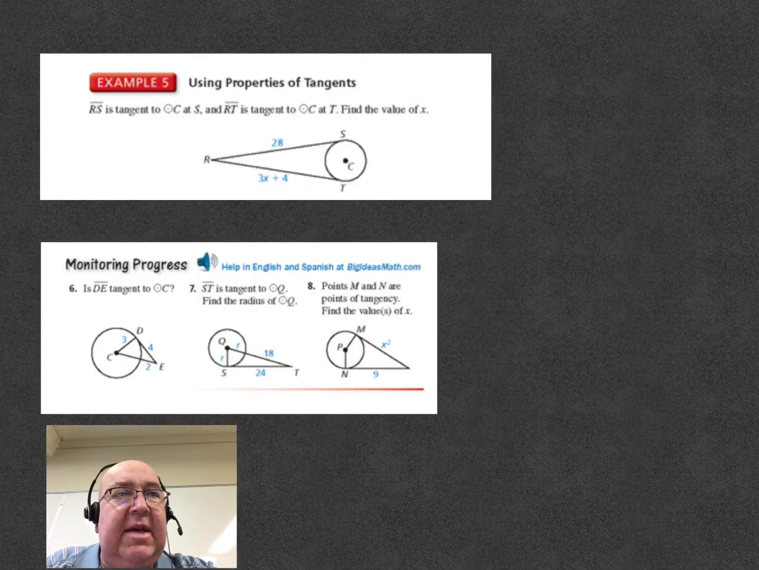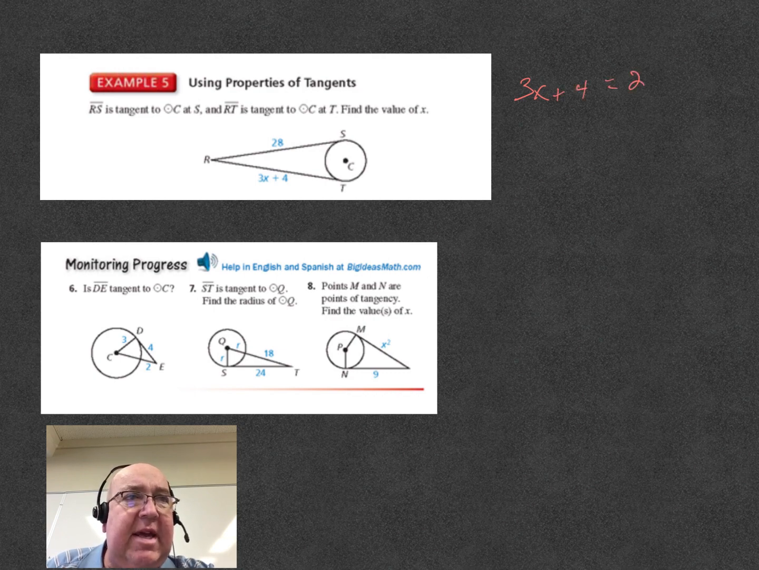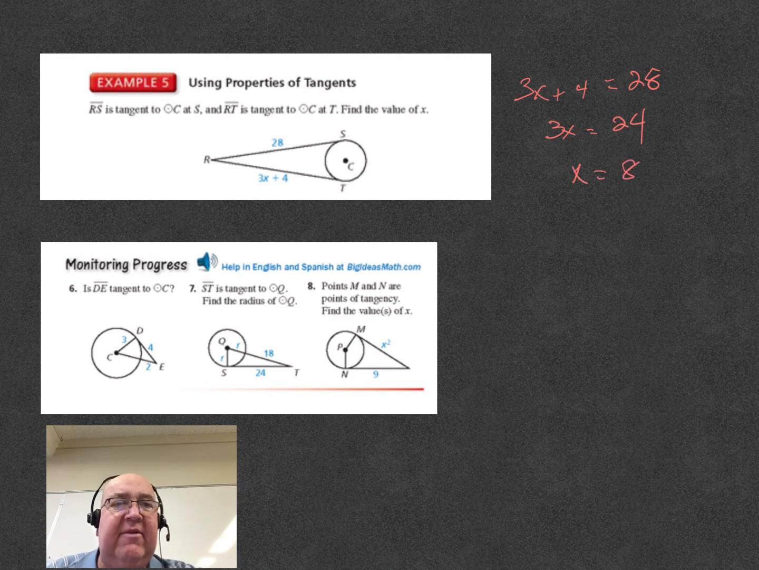Alright, so here we have 2 lines that are tangent that connect to the point. So we have 3x plus 4 is going to be equal to 28. We're going to subtract 4. 3x is equal to 24. X is going to be equal to 8 after we divide by 3.